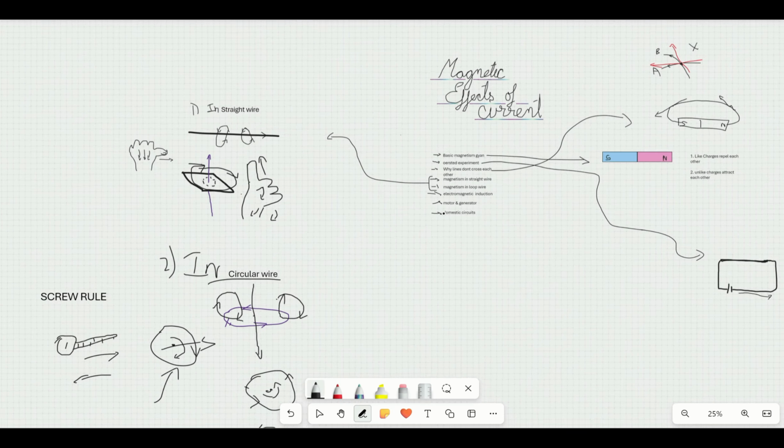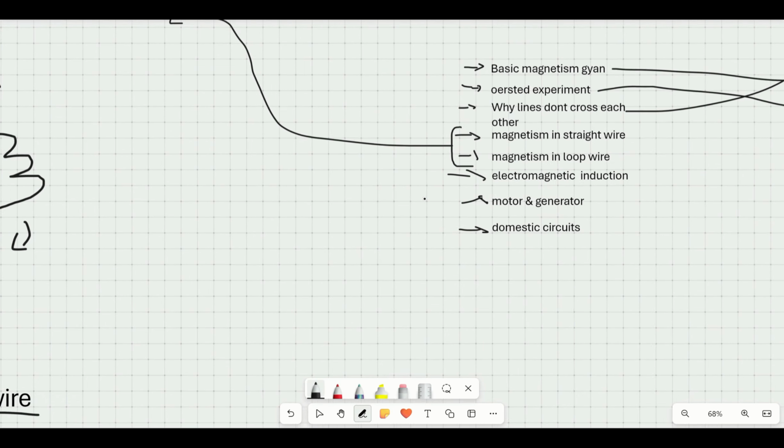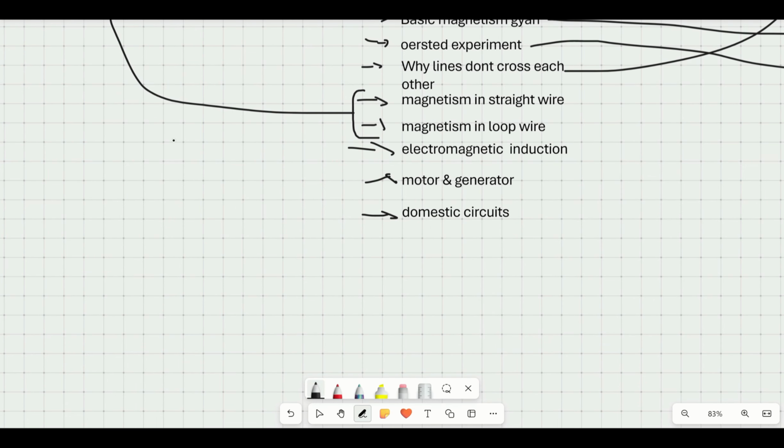Okay, it is good. Now, the core of the chapter, electromagnetic induction. Yes, you heard right. Electromagnetic induction. So, what is this? Let's see. Wait, let me come from the washroom, then I will continue.